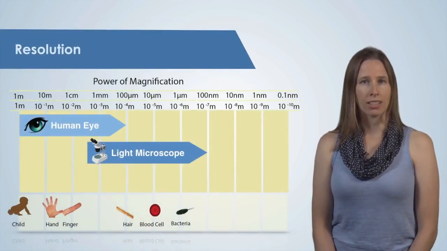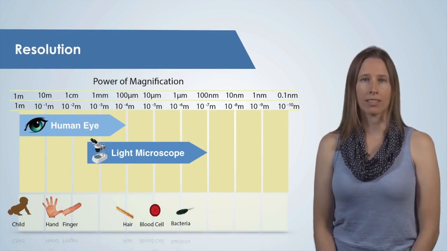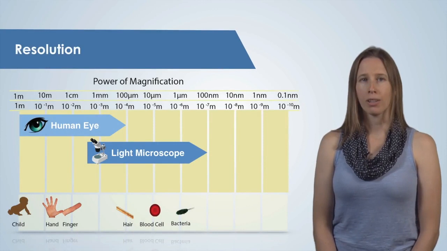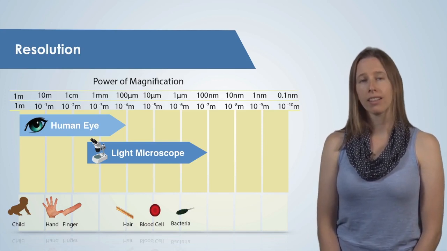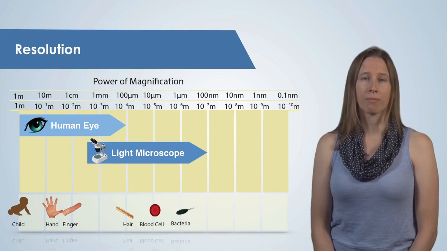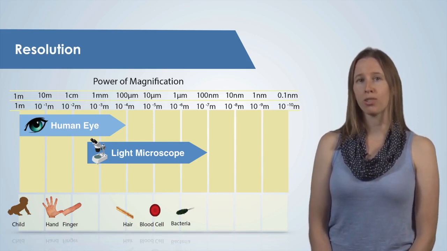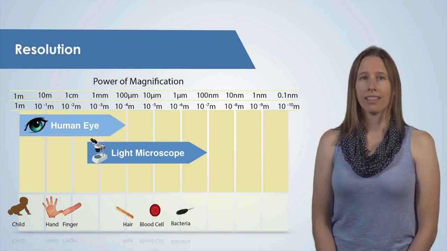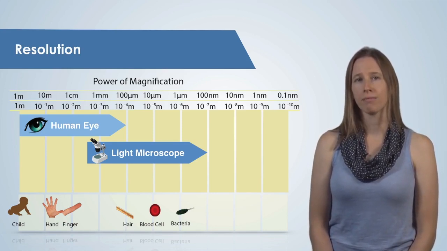As you can imagine, light microscopes opened up a new way for people to look at small things. The human eye can only see things as small as about 0.1 millimeters, or the width of a human hair. Light microscopes allow us to see much smaller things. The best light microscopes can see things that are 0.2 microns wide. This is about 1,000 times smaller than what we can see with our eyes.